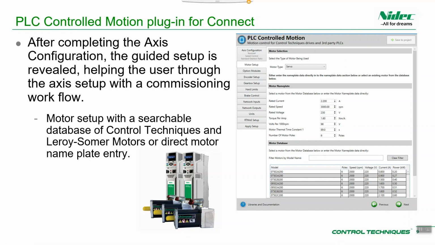In the case of servo motors, you can search using the standard product name for a Control Techniques Dynamics motor, or for a Leroy Somer motor, you can simply search in here and then bring up the details for your motor, click, and then those details will be promoted to the motor nameplate area here.